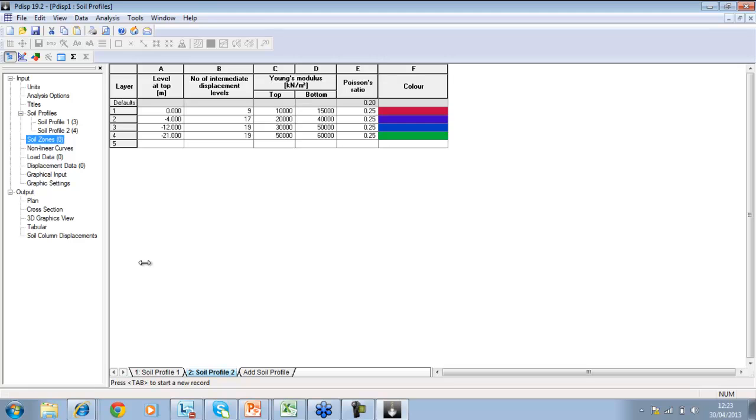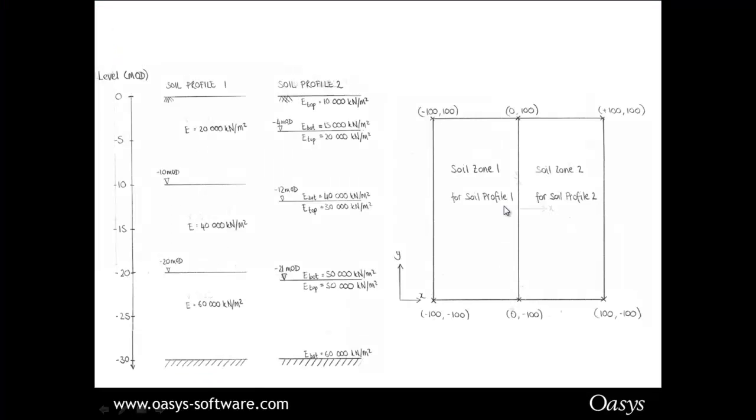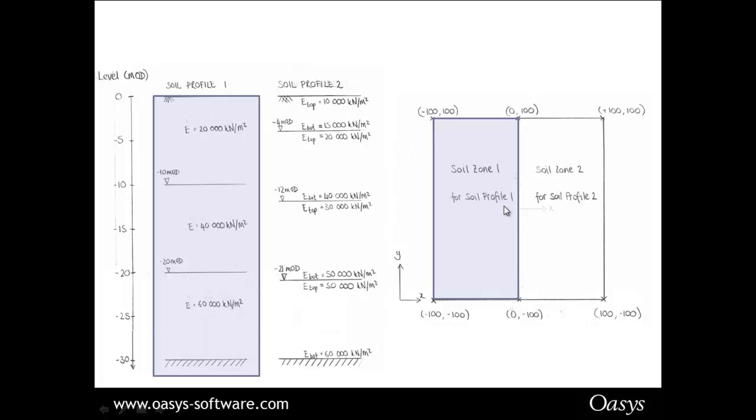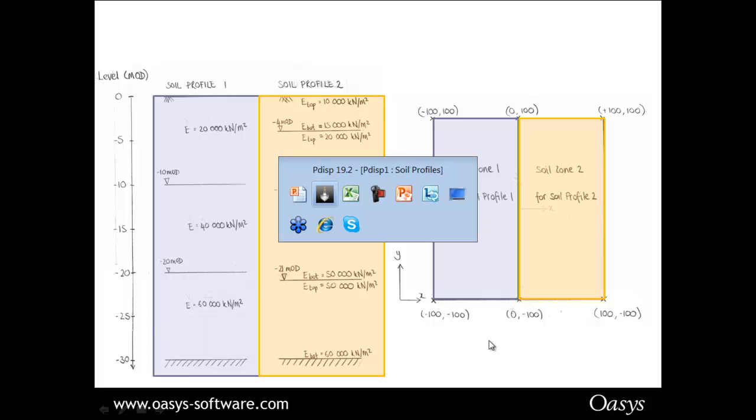I also now need to input my soil zones. So if I go back to the Pdisp analysis, I've got 2 soil profiles and they go into soil zone 1 and soil zone 2. Okay, so as you can see, we go from -100 to 100, and then to 0 to 100. So the x values are changing and the y values are staying constant.